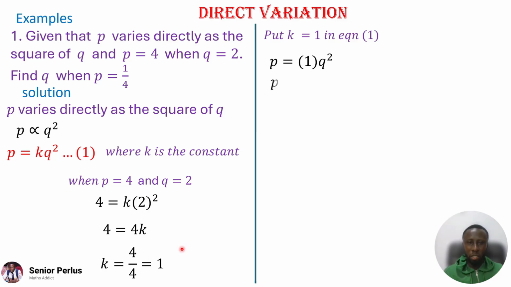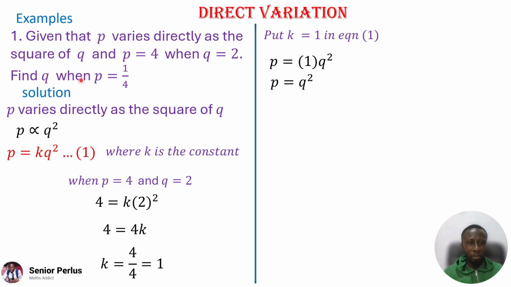Let's put K into the equation 1. So this is our new equation. Our K is 1. So if we put in there 1 times the square of Q, it is this. Good. So then we are now going to find Q when P is 1 on 4.